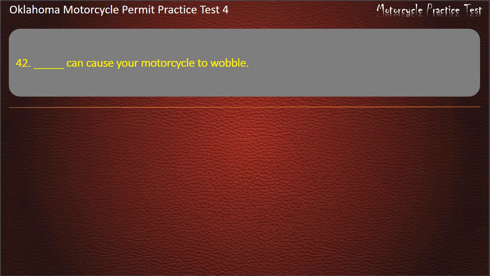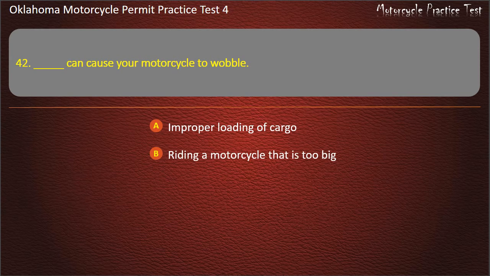Question 42. Can cause your motorcycle to wobble. Improper loading of cargo. Riding a motorcycle that is too big. Carrying a passenger. Improper braking technique. Answer. Improper loading of cargo.